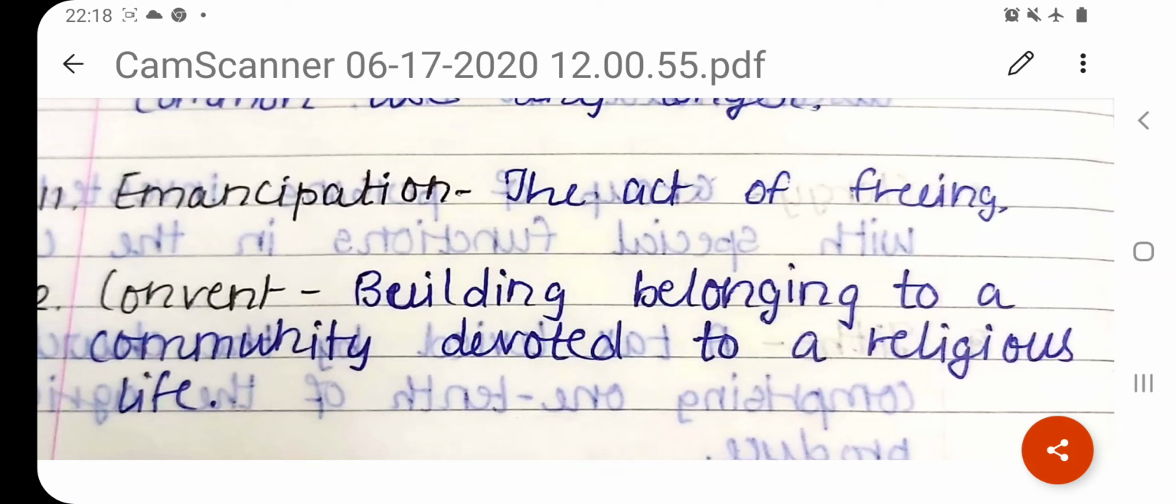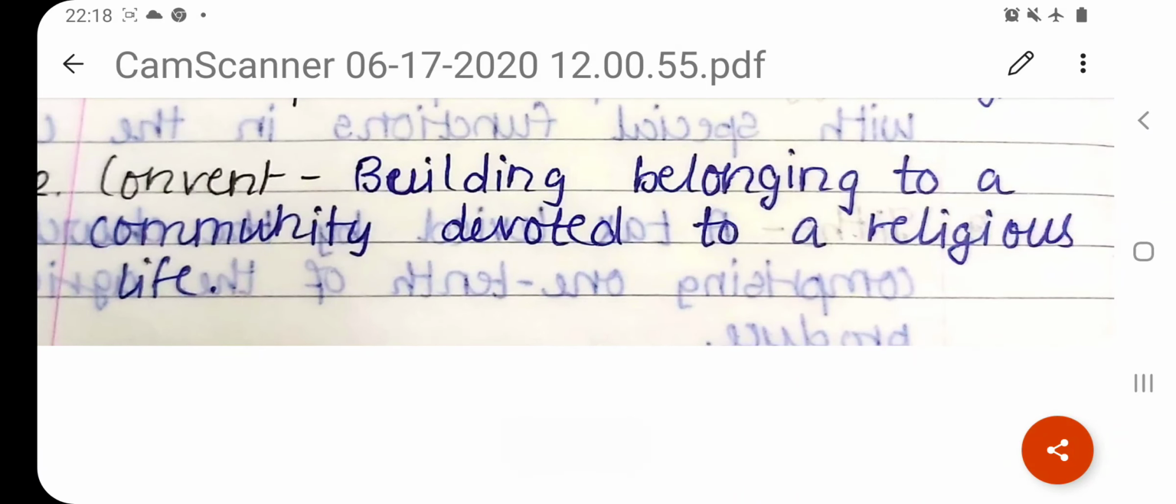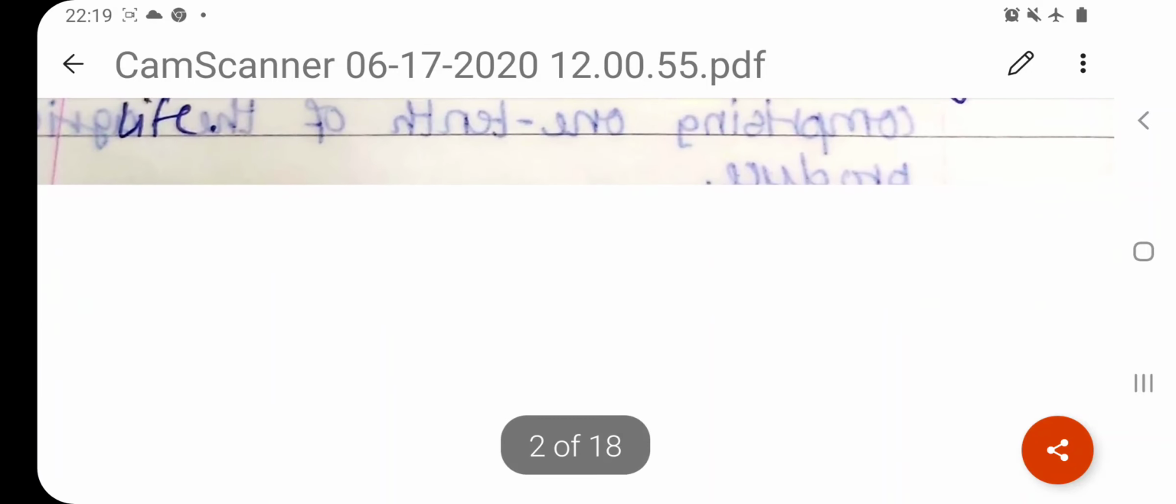Emancipation, the act of freeing. The act of freeing who? Basically the act of freeing the slaves. Convent, a building belonging to a community devoted to a religious life.